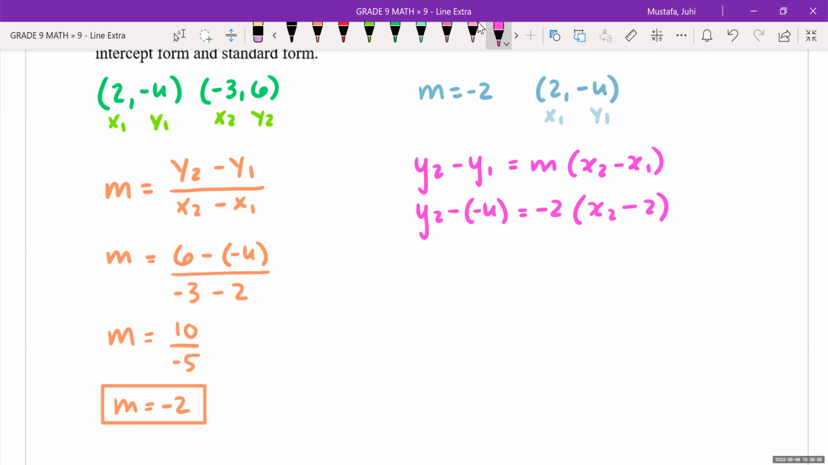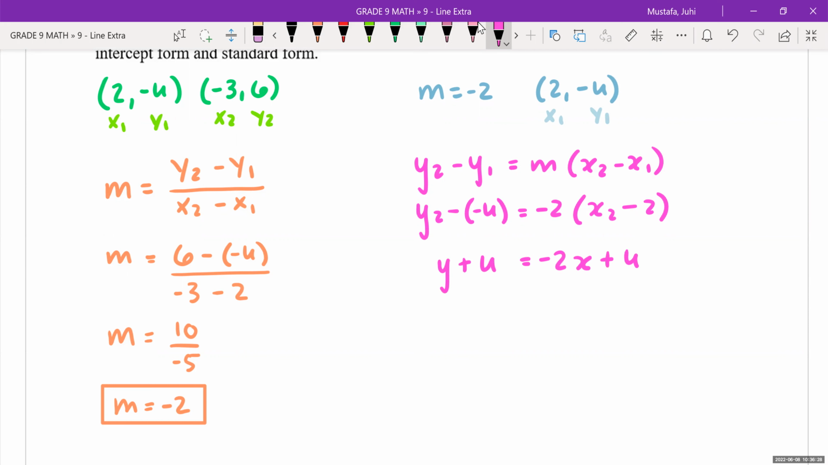Do you guys remember when we did this yesterday? Does it seem familiar? Okay, so you see how I put in m for slope and then x1 and y1 for the points? I'm going to clean up the signs. I'm going to get rid of the subscripts, and I'm going to distribute all in the same step. So this is going to be y plus 4 is equal to negative 2x plus 4.